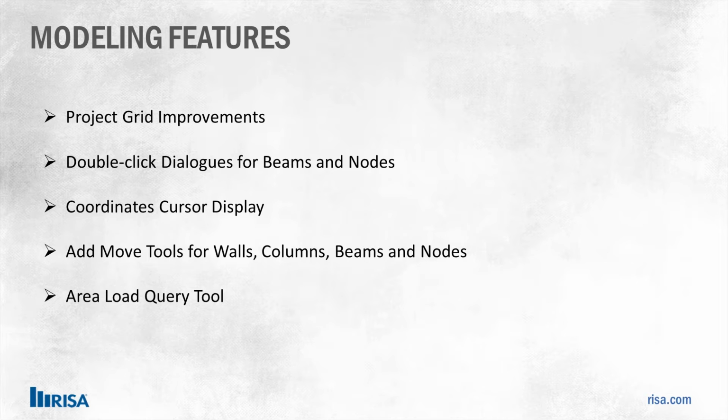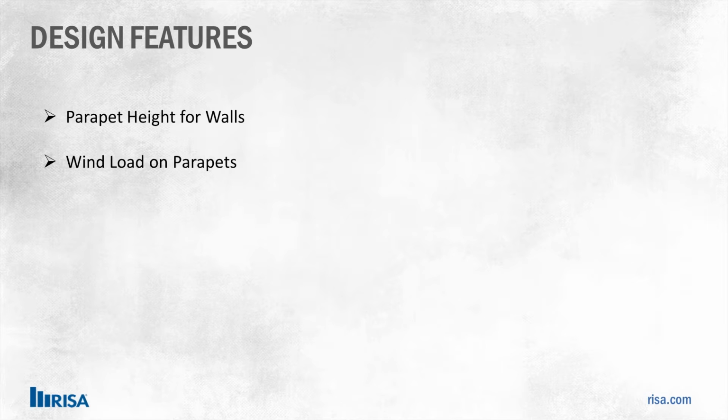So those are more of the modeling side, applying the loads, working with your model's geometry. Those are the modeling features that we've put in. And what I also want to show you is we've added a lot of design features as well. On the design side, we've added parapet heights for walls. For a long time we've had column parapets, but walls are also important to be able to have parapets on them as well. So you can do that in the RISAFloor model.